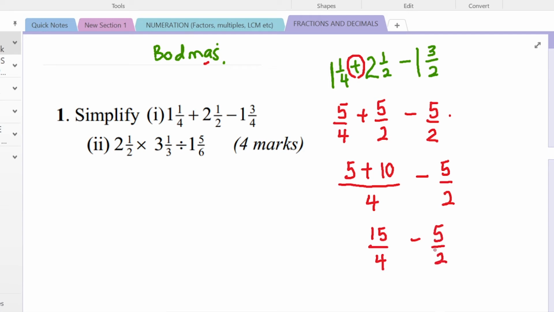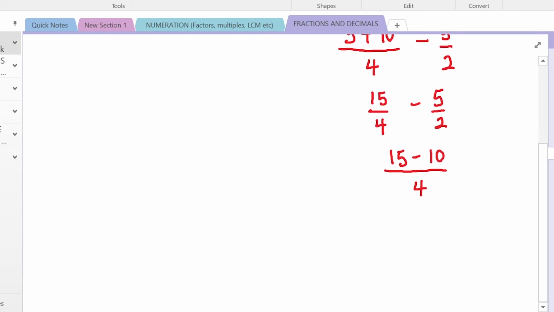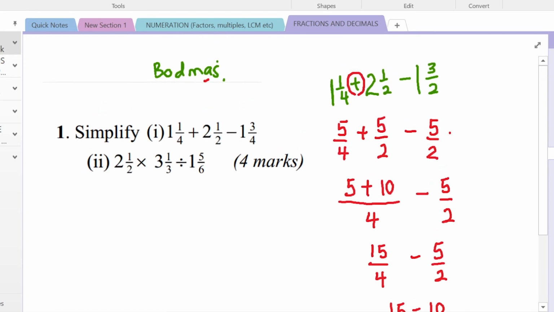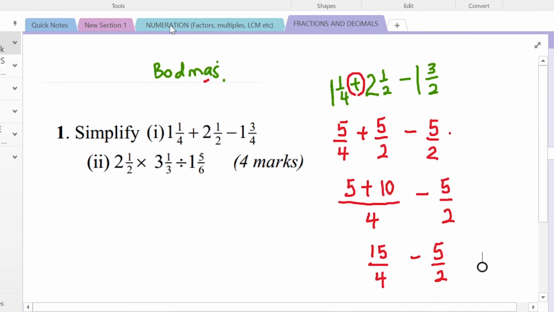Now that the addition is done, we can go ahead and subtract. And subtracting, we find the LCM, which is 4. 4 divided by 4 is 1. 1 times 15 is 15. Minus 4 divided by 2 is 2. 2 times 5 is 10. So 15 minus 10 is going to give us 5/4. And that's the answer to part Roman 1. So Roman 1, it is 5/4. So let's move on to Roman 2.